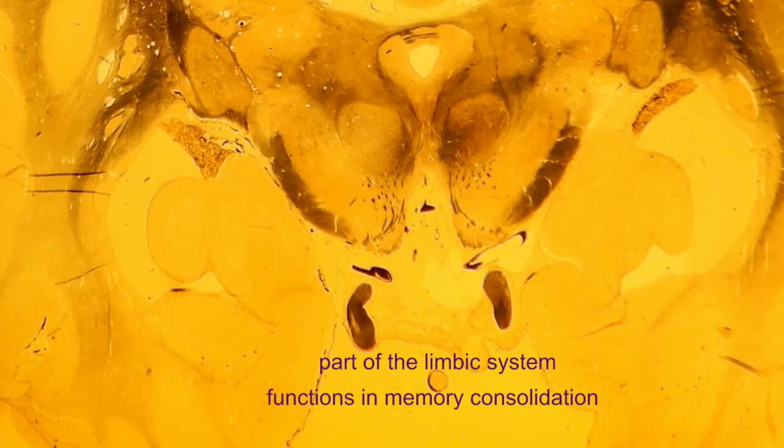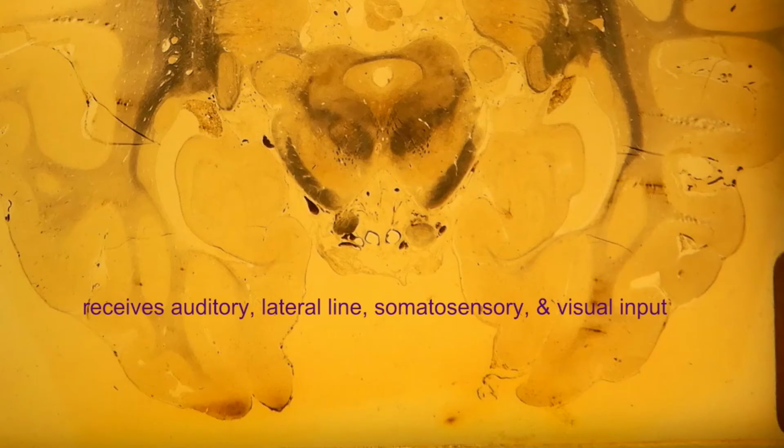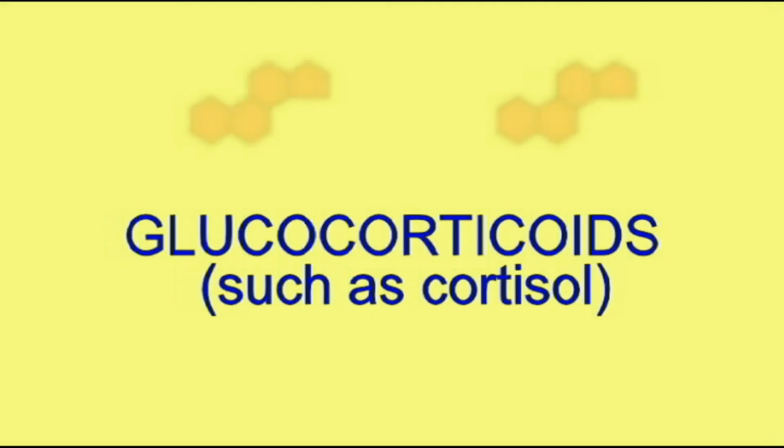The hippocampus receives input from auditory, somatosensory, and visual areas, and in other vertebrates, lateral line input, and it connects to the neocortex through the entorhinal cortex and also connects to the fornix and hypothalamus.